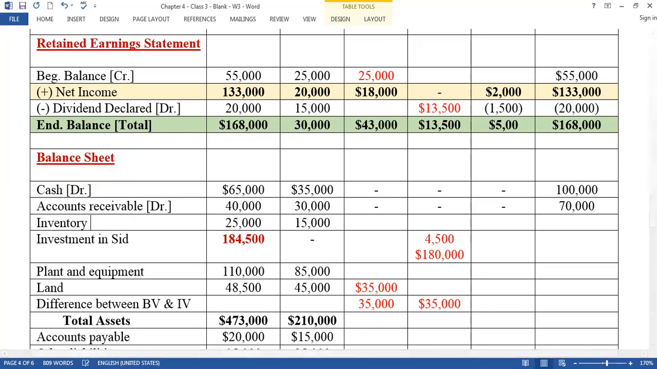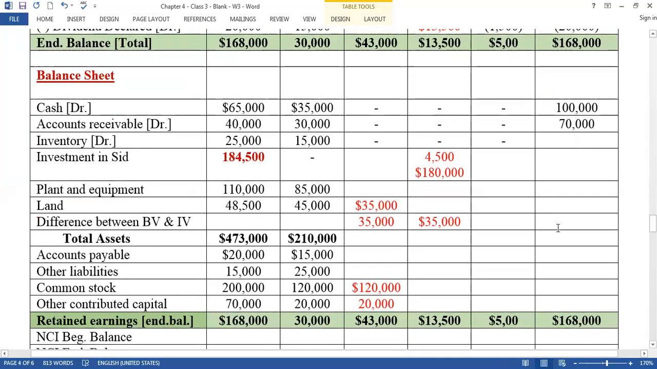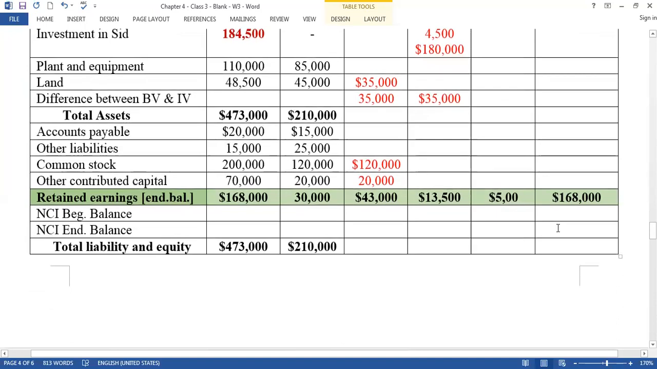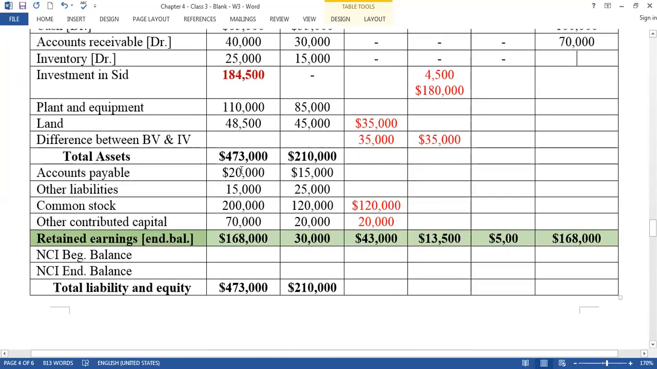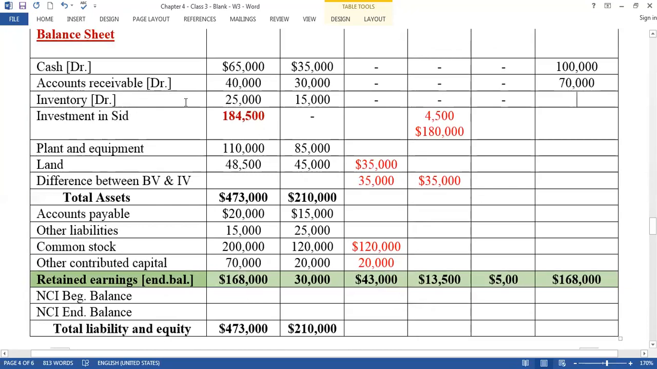Inventory, normal balance debit. So these two are the debit. We don't have anything here. Debit and debit plus. Where are we? Inventory, yes. Debit and debit plus, it is $40,000.